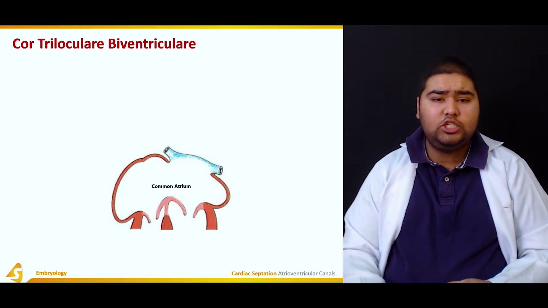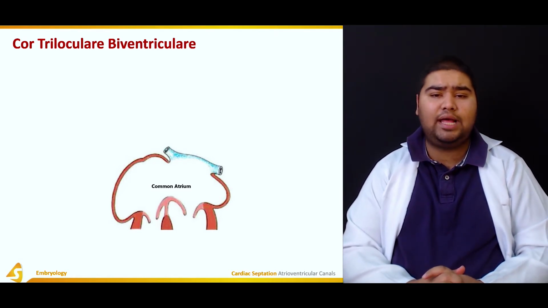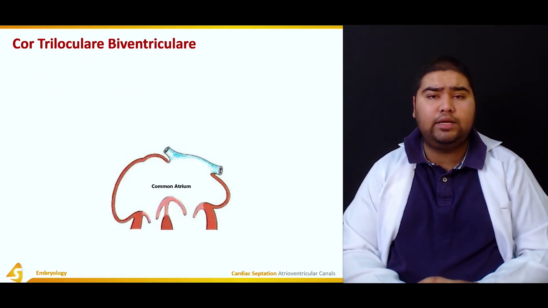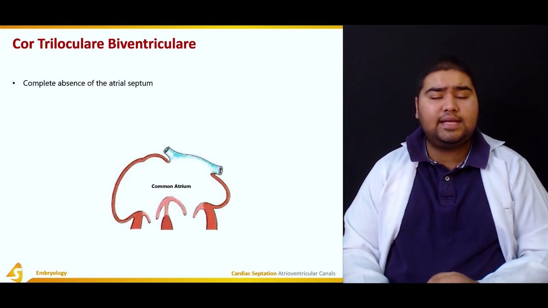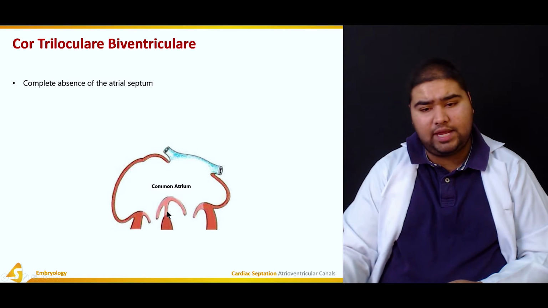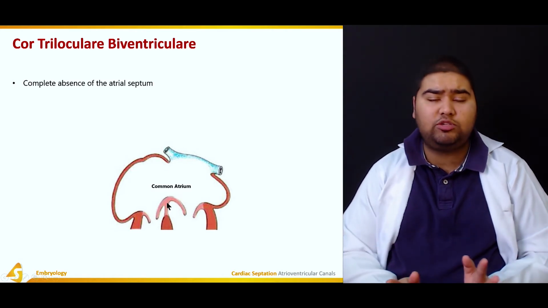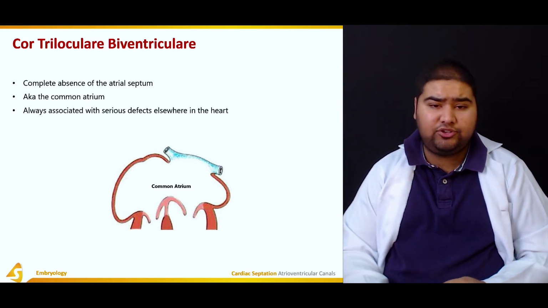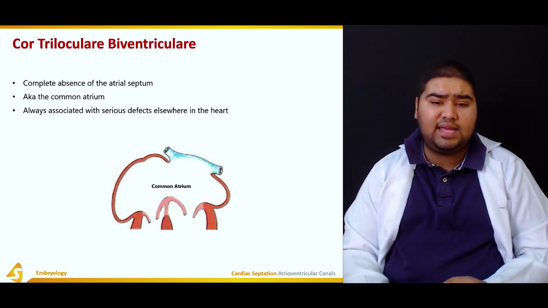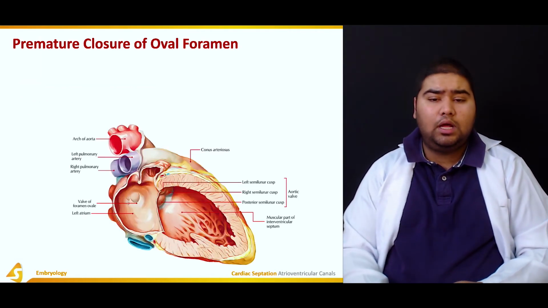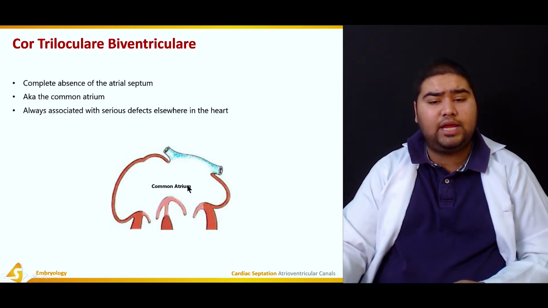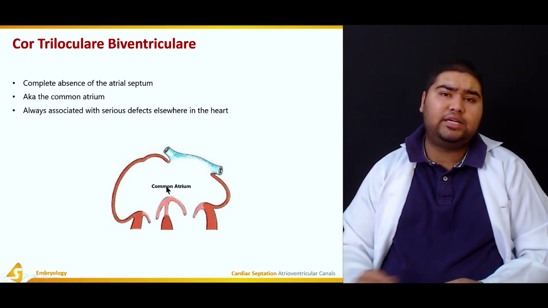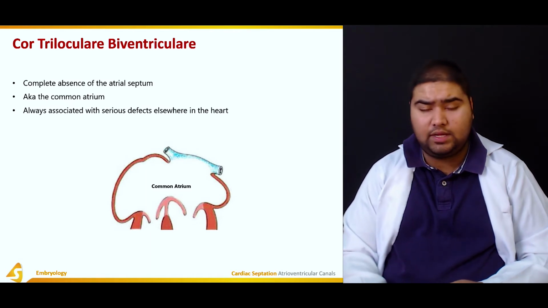So now let's talk about Cor Triloculare Biventriculare. In common terms, it is known as a common or a single atrium. It is a complete absence of the atrial septum. Here you can see an atrial septum has not been formed. It is completely devoid of an atrial septum, hence the name common atrium. It is always associated with serious defects elsewhere in the heart. Here you can see the defect, a combined large atrium with no partition in between, and it is always associated with defects in other parts of the heart.